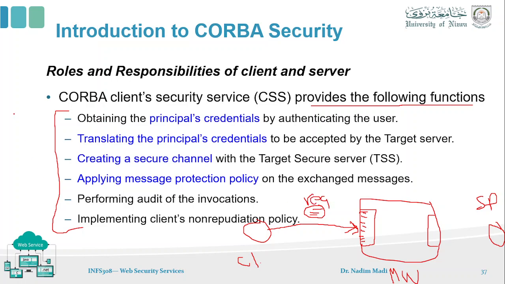Okay, so these are the responsibilities that the client should be able to fulfill here. Yani if the client does not reach the level of security in its communication, CORBA through this kind of interface has to make sure that all these functions are fulfilled. Obtaining the principal credentials, translating the principal credentials, creating the secure channel.